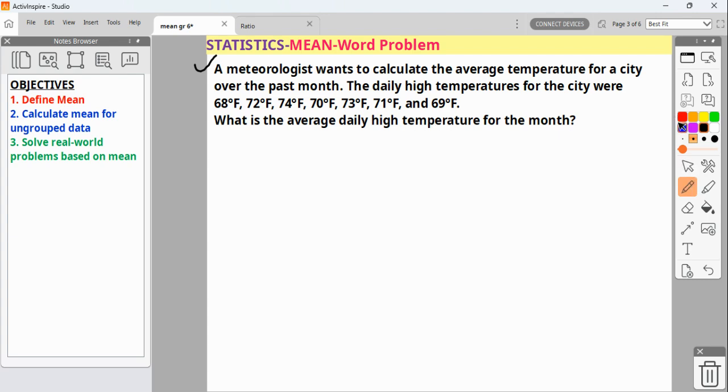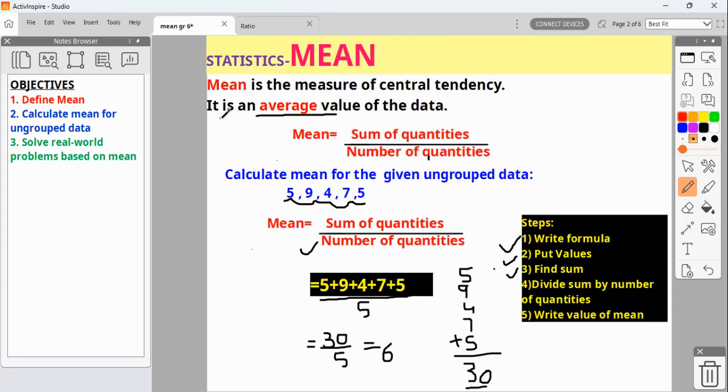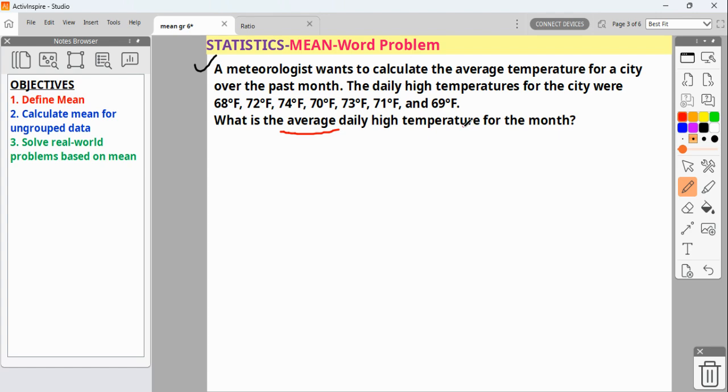So here is the keyword that we can see: average. This is the keyword. So we have already learned that mean is an average value of the data. So whenever we are talking about average, it means we have to calculate mean. This is the keyword for mean you have to remember. Either it can be given directly, calculate mean, or the word average can be used.